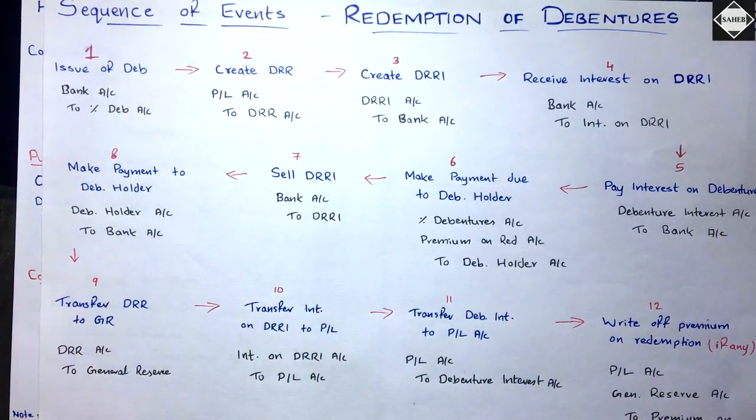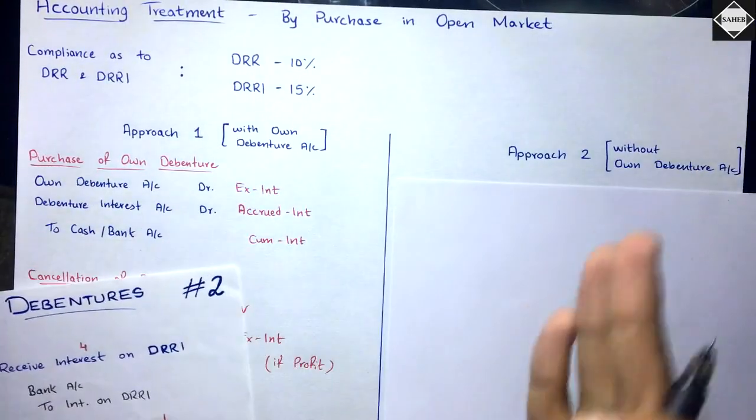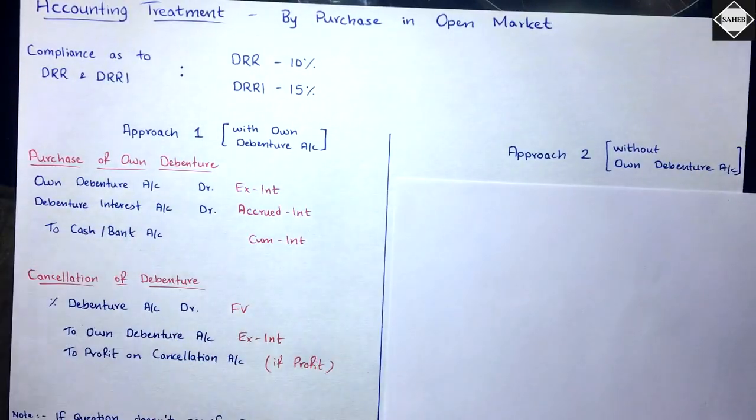Yes, you understood that. Now let's move on to the approaches we have. Yeah, 2 different approaches we have. We have to understand that. You're clear with the compliance as to DRR and DRI. Yeah, let's move on to the approaches.